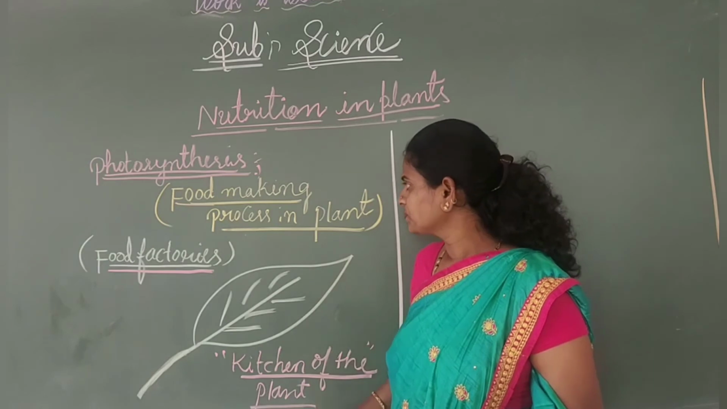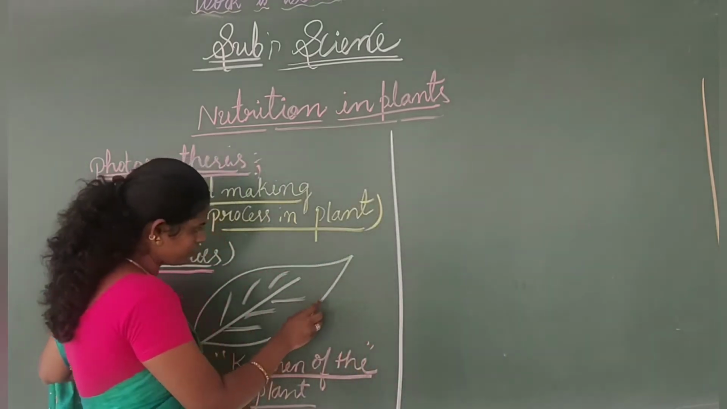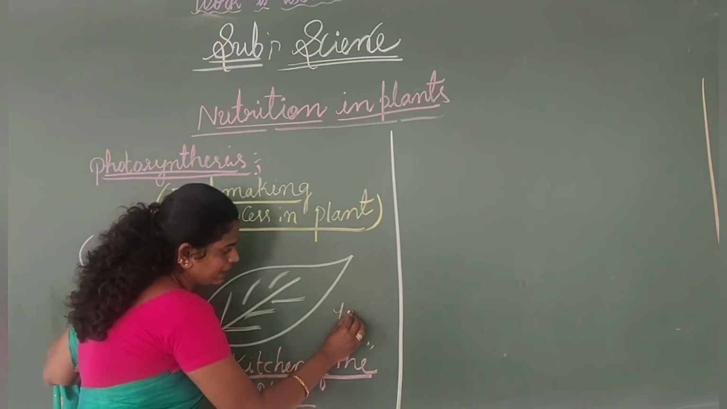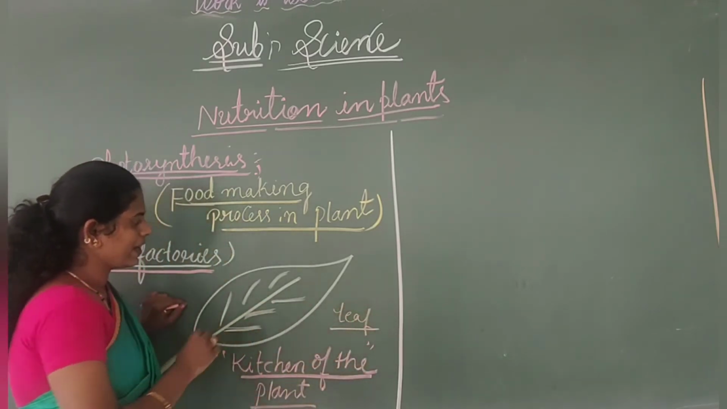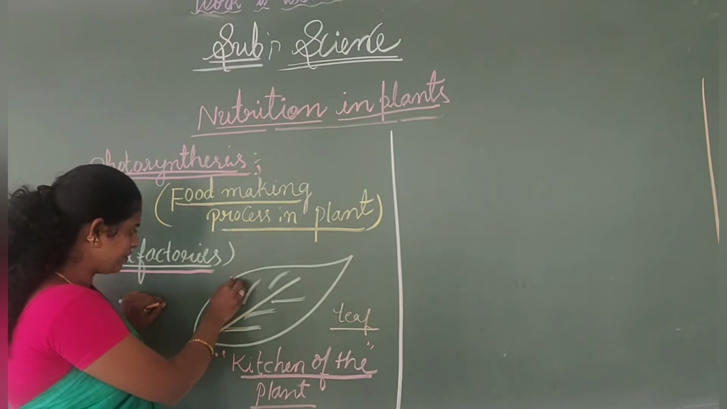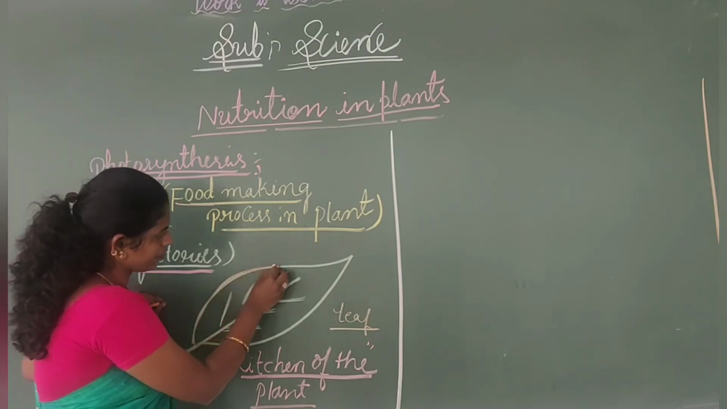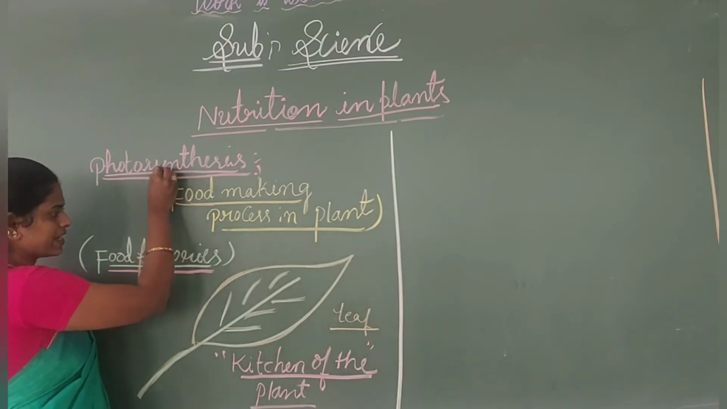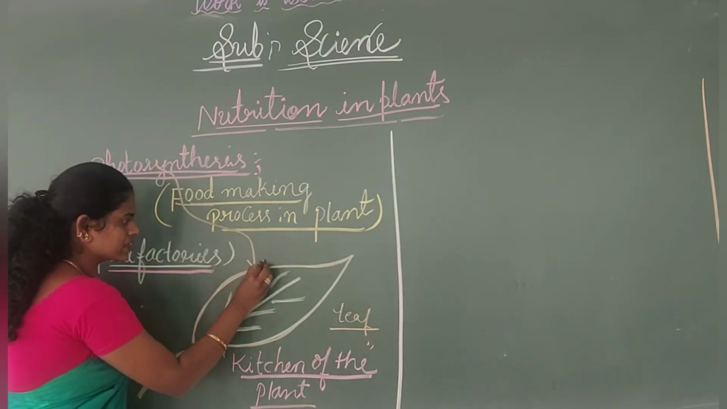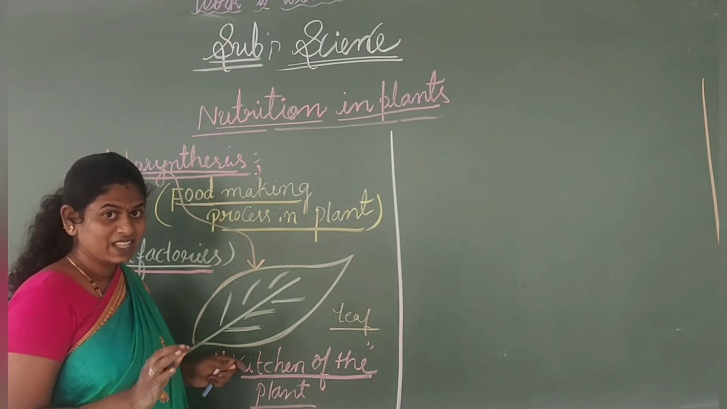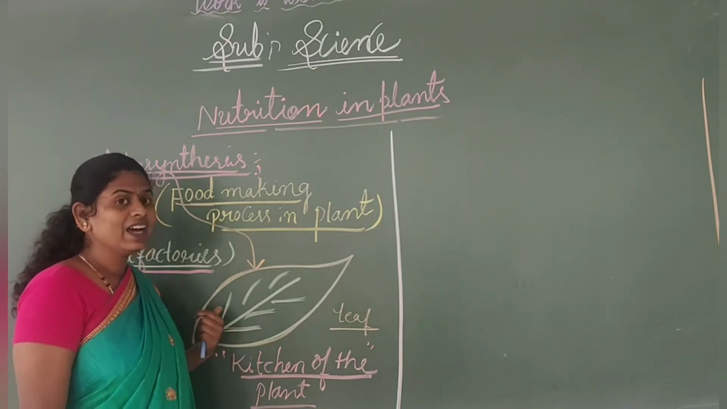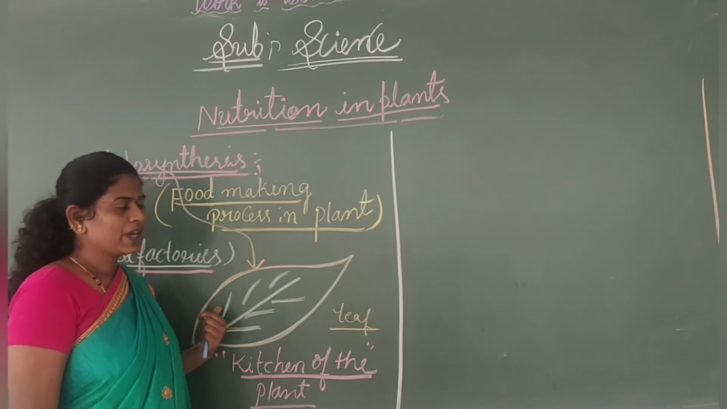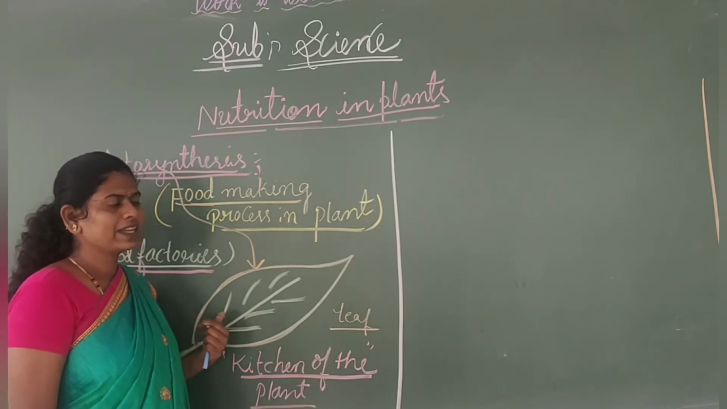I will explain now. See, I have drawn the diagram, a leaf diagram here. It's a diagram of a leaf. So why did I draw it? Why is the leaf very important when explaining the photosynthesis process? Photosynthesis takes place in the leaves itself. That means the food is prepared in the leaves. So the preparation of the food takes place in the leaves.